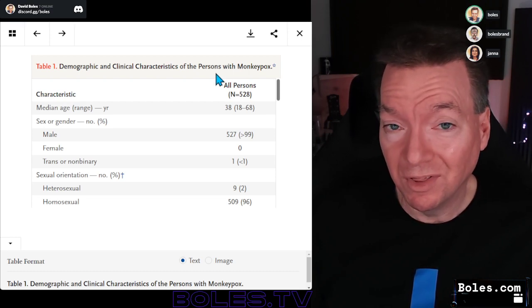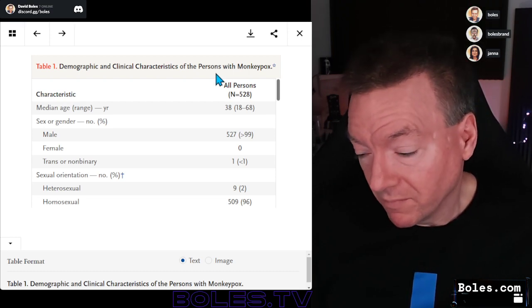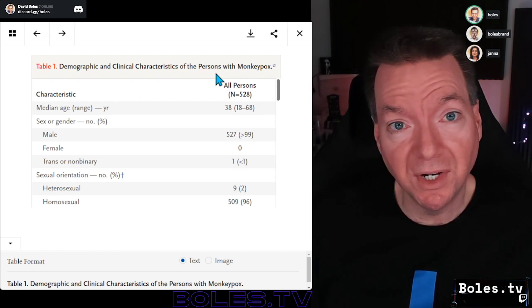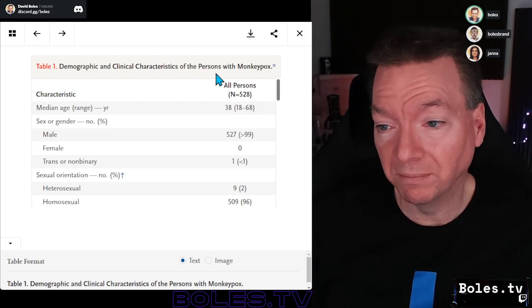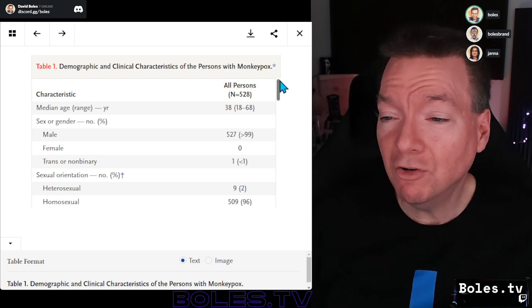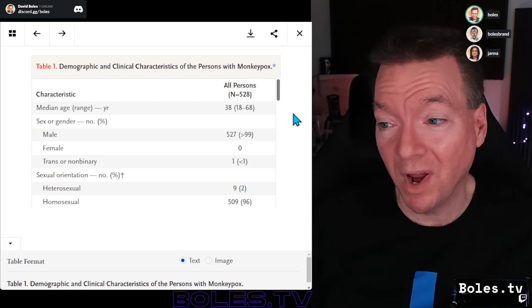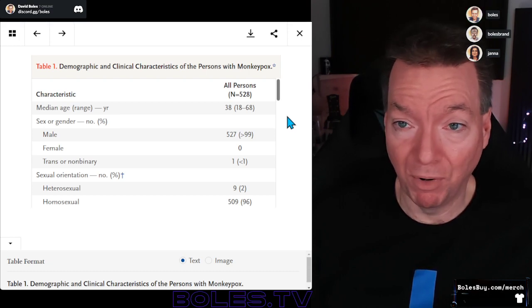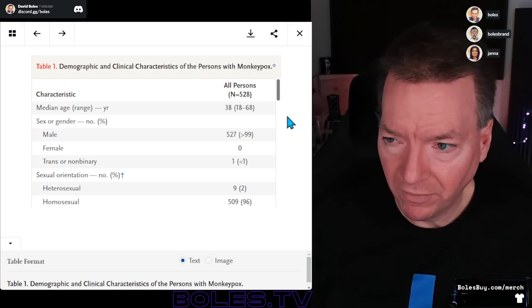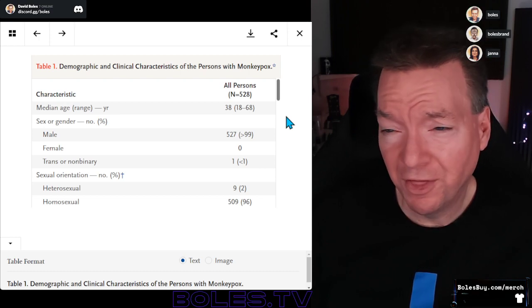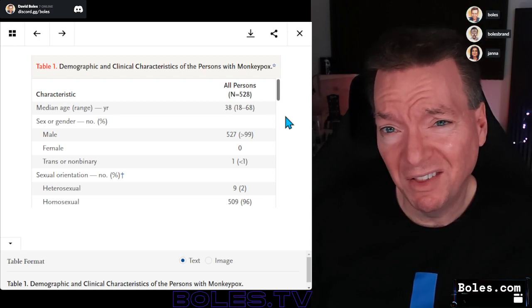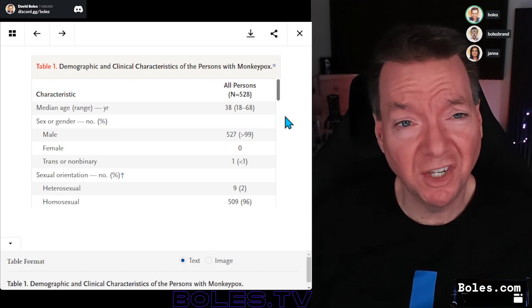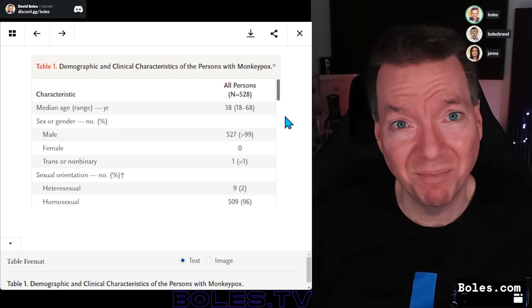We don't want to deal with the ramifications of viruses and diseases that spread from one person to another. So here are the interesting characteristics. Median age range for a monkeypox person, victim, going to be a victim of a virus, I don't know, 38 years old. That is pretty old. You would think this would be a young person's disease, but it's not.